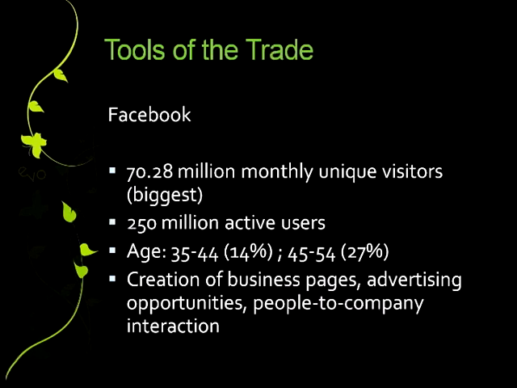Taking a look at Facebook. Facebook is the heavy hitter of the social media, simply because they have the greatest number of unique monthly visitors. At last count, they have 70.28 million unique visitors a month. They are definitely the biggest today. They claim to have 250 million active users. Most of their user age demographic tend to fall between 35 to 54.